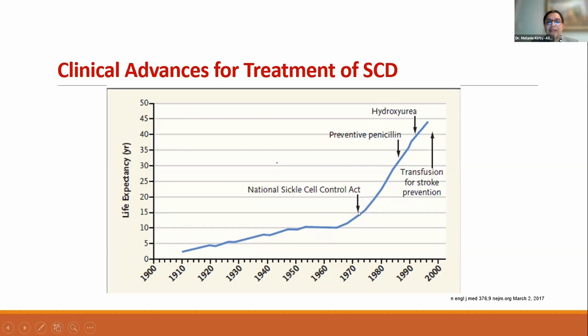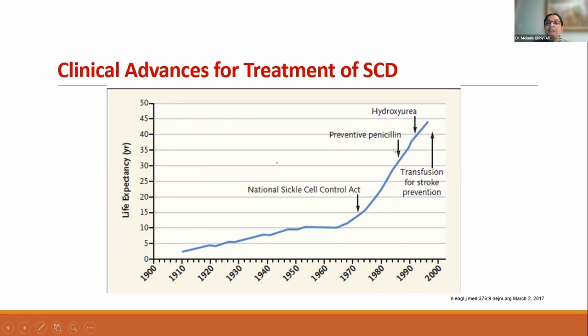So very little happened in the early 20th century, and then Ronald Reagan signed the National Sickle Cell Control Act, after a lot of advocacy from families, patients, and healthcare workers. And then with that came comprehensive care centers and the recognition that with comprehensive care, patients can actually do very well. Then in the early 80s, we had preventive penicillin, the prevention studies which were done, which made a big difference, because one of the main causes of death in sickle cell disease in children under the age of 5 is pneumococcal sepsis.